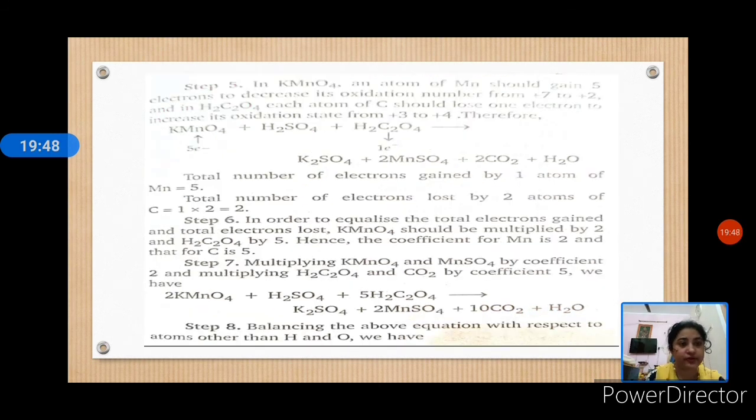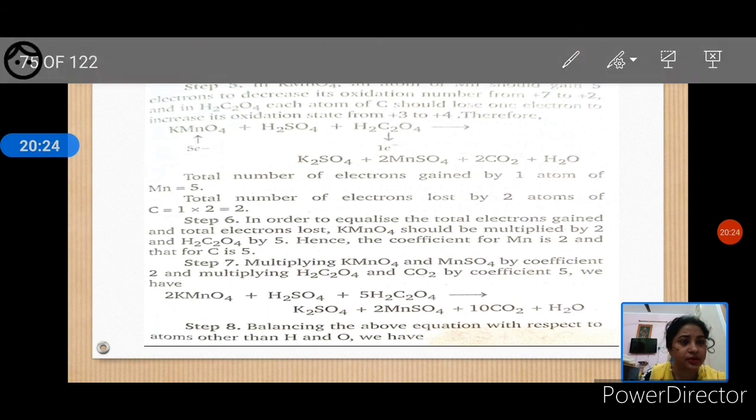Okay, let's see the next step. Step number 5. In KMnO4, an atom of manganese should gain 5 electrons to decrease its oxidation number from +7 to +2. And in H2C2O4, each atom of carbon should lose one electron to increase its oxidation state from +3 to +4. So we are just finding the change of electrons. +7 to +2, how is it becoming? By this. Here we will write, 1 minute.